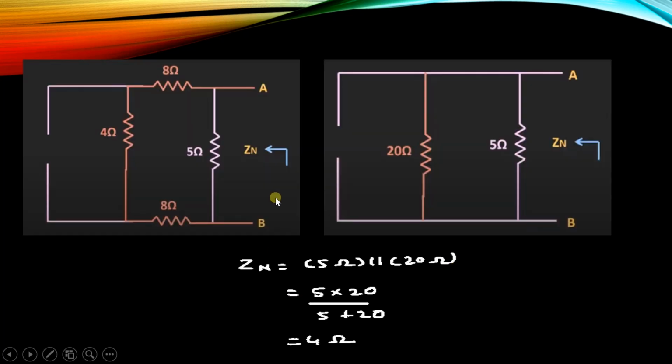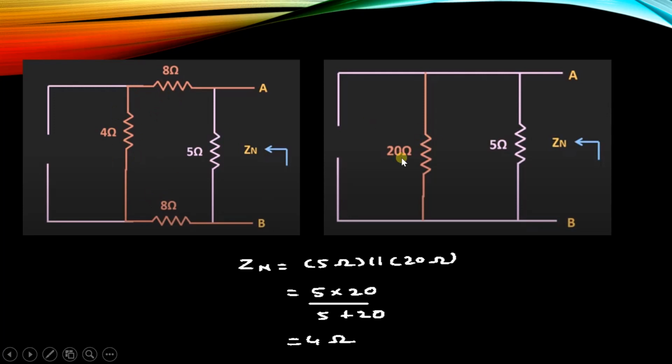As shown in this diagram, this will become open circuit and the voltage source becomes the short circuit, and these three resistances become in series with each other, means 8 ohm resistance, 4 ohm resistance and this 8 ohm resistance are in series. 8 plus 4 plus 8 is equal to 20.